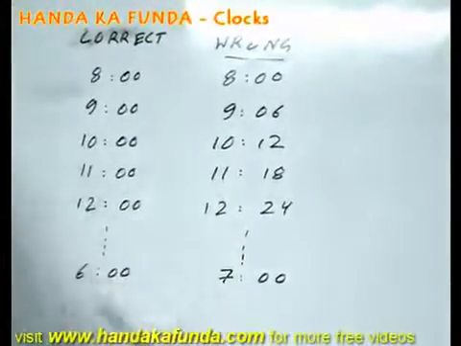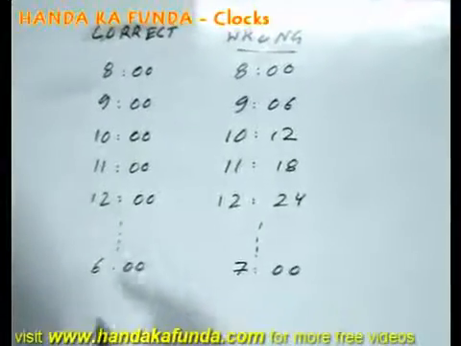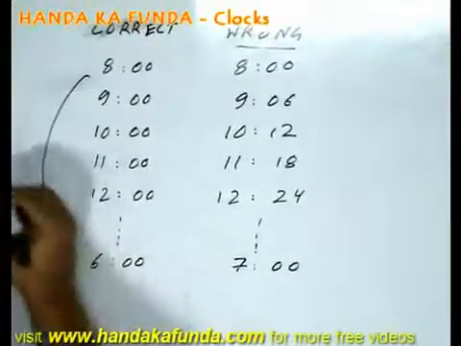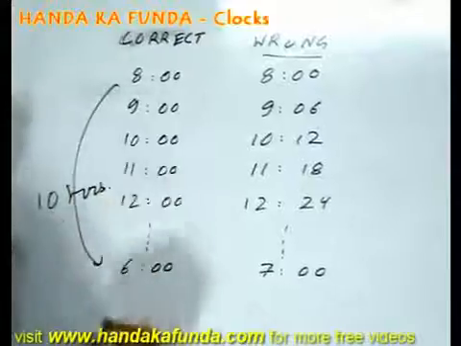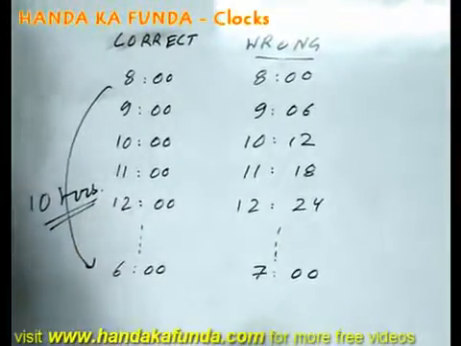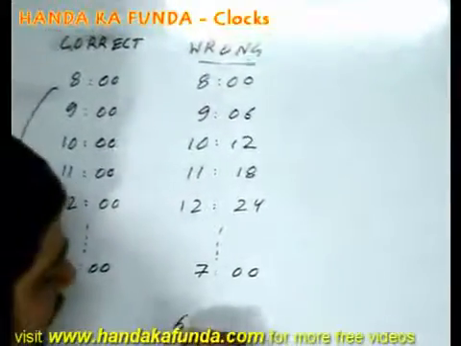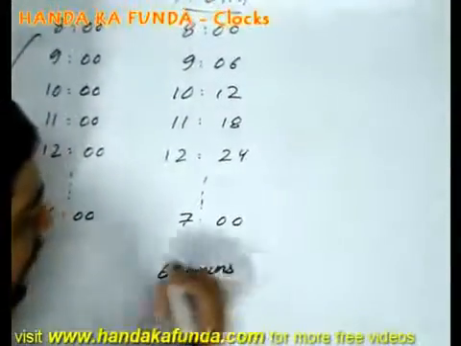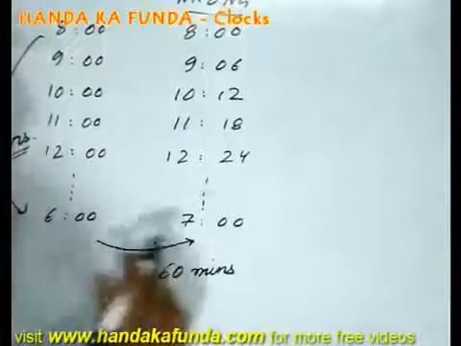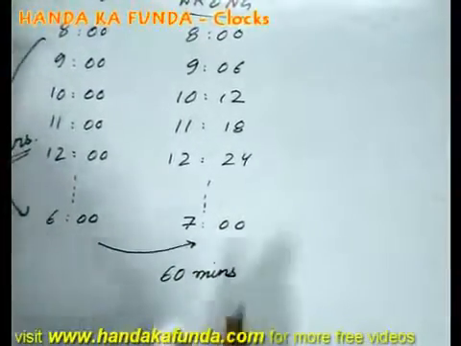Let's say in the next cycle it is at 6 o'clock. So that means it has moved a total of 10 hours, and in that 10 hours, it has gained how much? In 1 hour it gained 6 minutes, so in 10 hours it has gained 60 minutes. So it will be 60 minutes ahead of the correct time, it will show 7 o'clock.